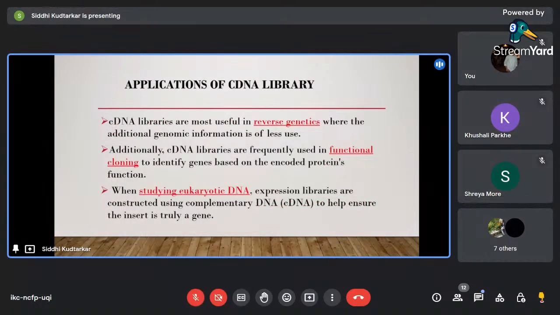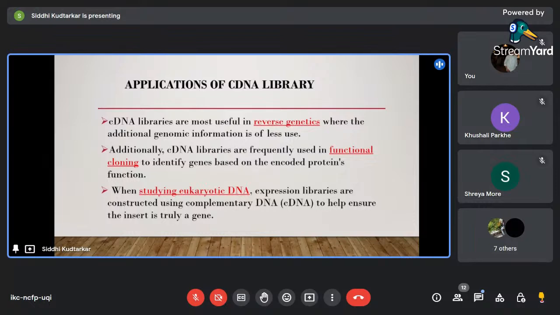Then cDNA libraries are also used in reverse genetics, where additional genomic information is of less use. In reverse genetics, we study the function of a particular gene or sequence by analyzing its phenotypic or genotypic effect. So here we do not need to study the whole genome of an organism. We need only the exact sequence, and that we can get from cDNA libraries.